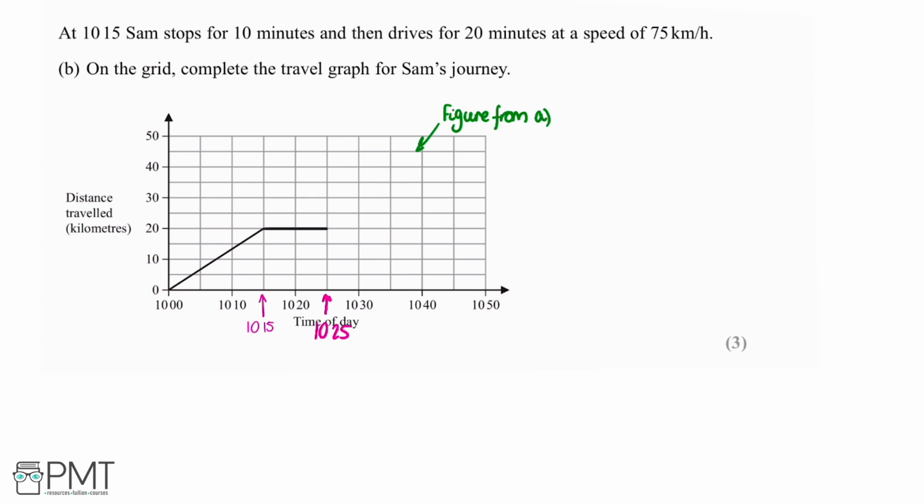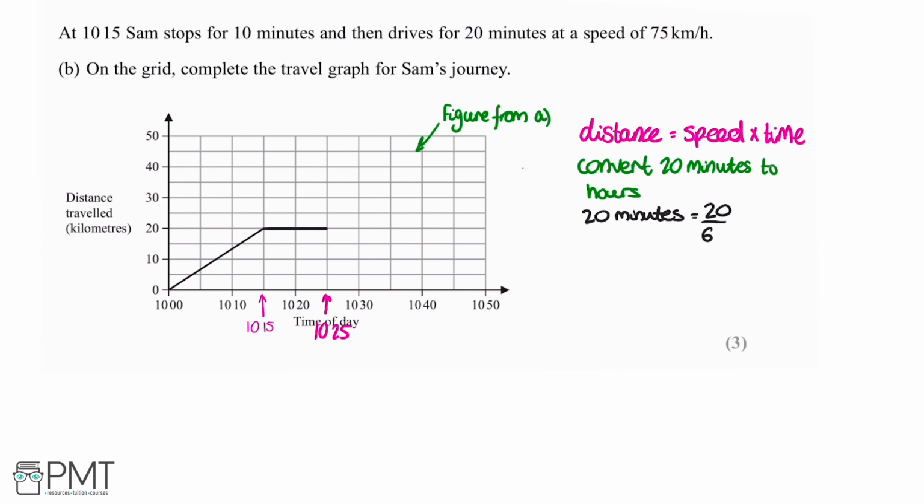Now for the next 20 minutes, we want to be driving at a speed of 75 kilometres per hour. Distance equals speed multiplied by time. However, for this to work, we need everything to be consistent. So we need to either be in hours and hours or minutes and minutes. However, we're not consistent at the moment. We're talking about travelling for 20 minutes at a speed of 75 kilometres per hour. So what we need to do is convert 20 minutes into hours, which is 20 divided by 60. I'll simplify that down to 1 over 3 hours.